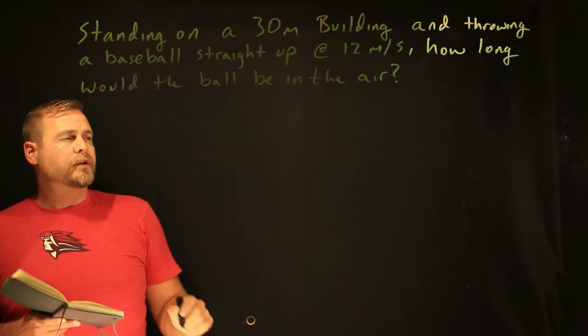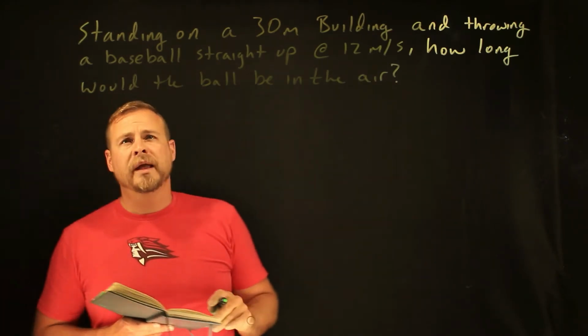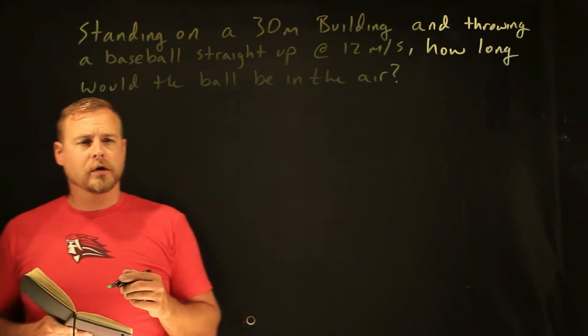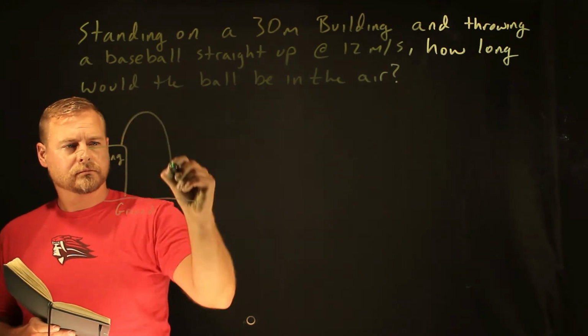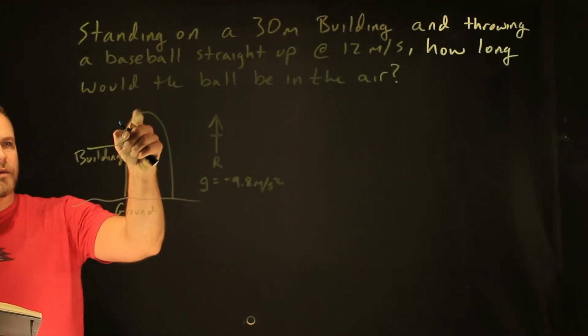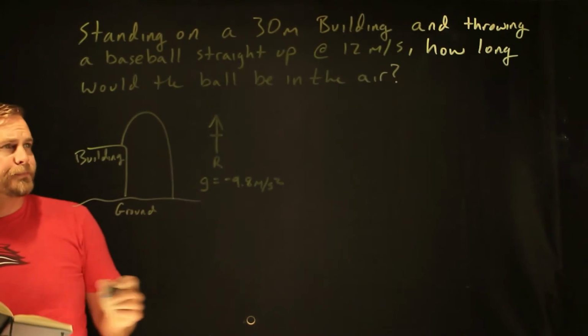Standing on a 30-meter building and throwing a baseball straight up at 12 meters per second, how long would the ball be in the air? Let's set a reference point and draw a picture. So I have a picture here of a building, and on the edge of the building I throw a ball straight up. It's going to have this trajectory, this natural curve, and it's going to end up hitting the ground.